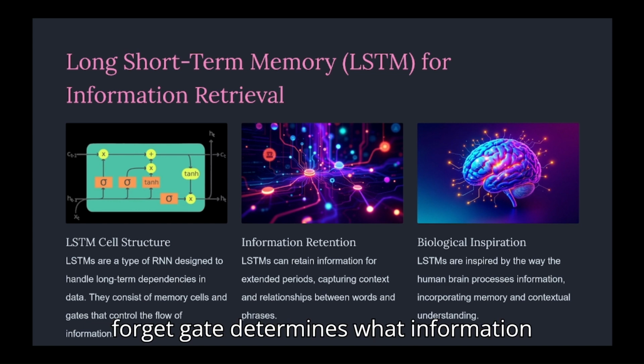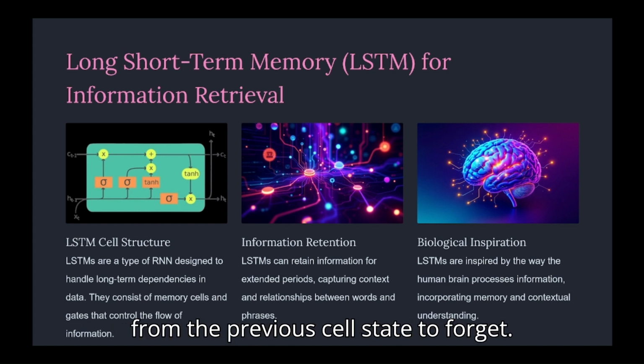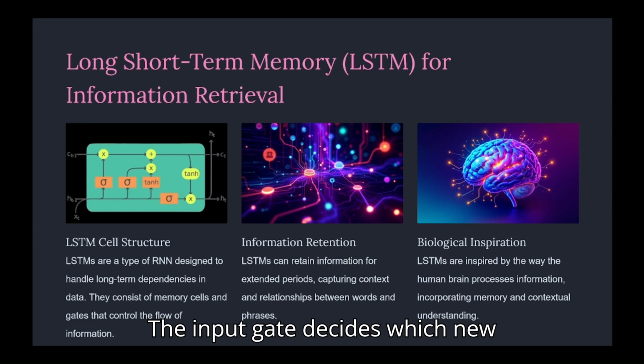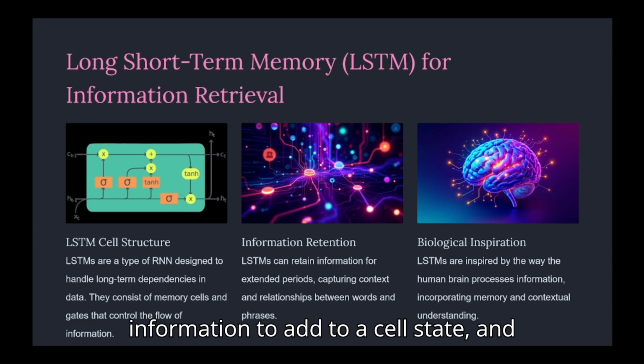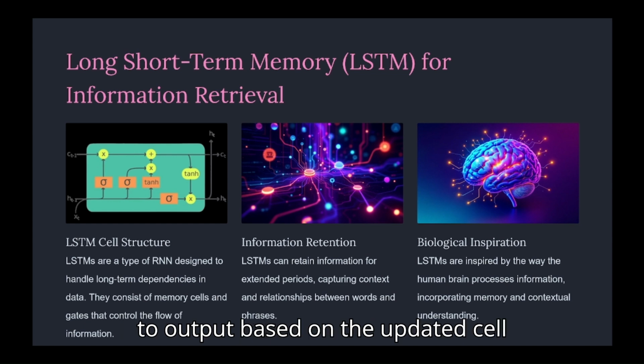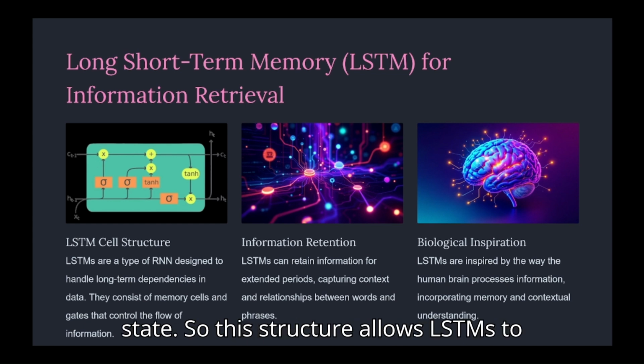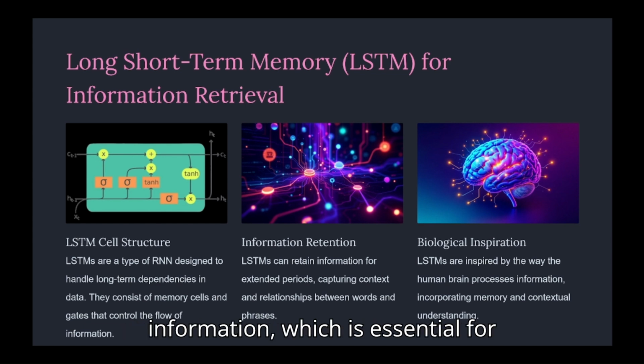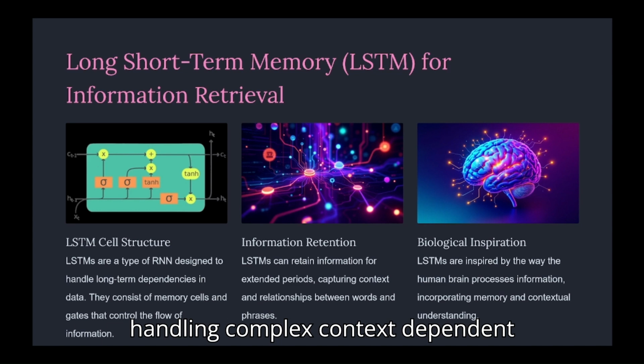The forget gate determines what information from the previous cell state to forget. The input gate decides which new information to add to a cell state, and the output gate selects the information to output based on the updated cell state. So this structure allows LSTMs to selectively remember critical information, which is essential for handling complex context-dependent queries.